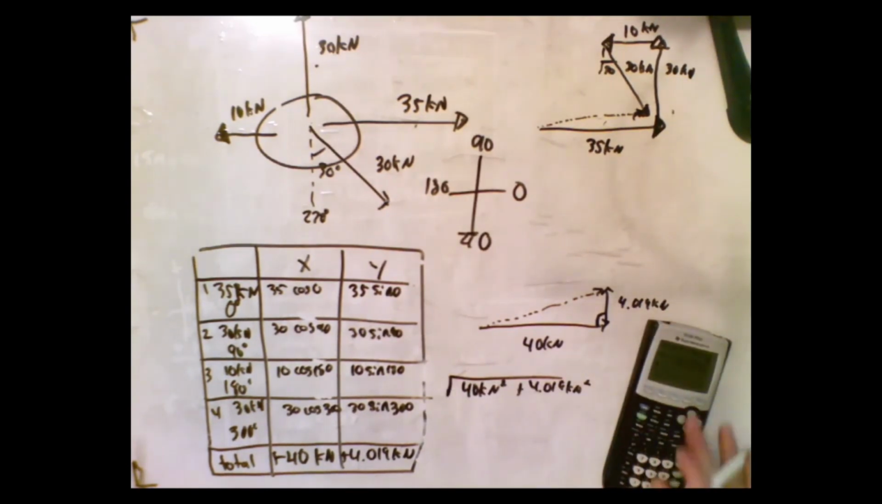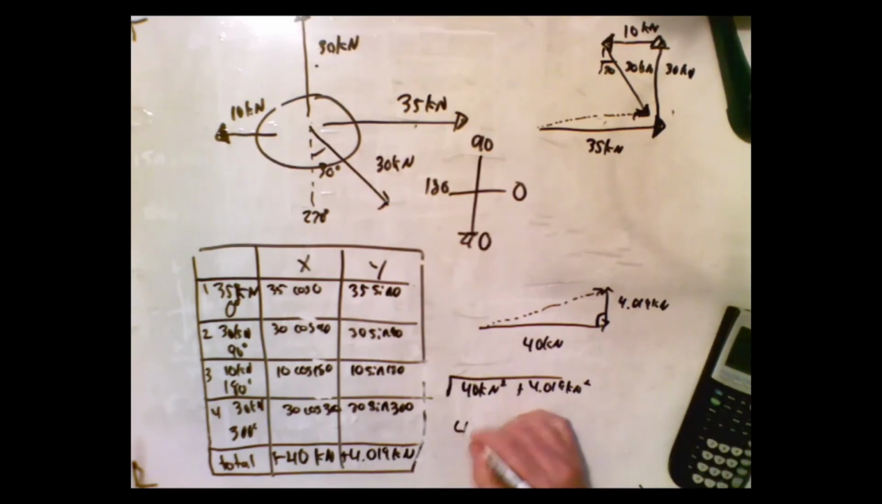So to do that, I have my numbers in there. So I'll just grab them, 40 squared plus 4.019 squared. And I'll square root my answer. And I end up getting 40.2 kilonewtons.